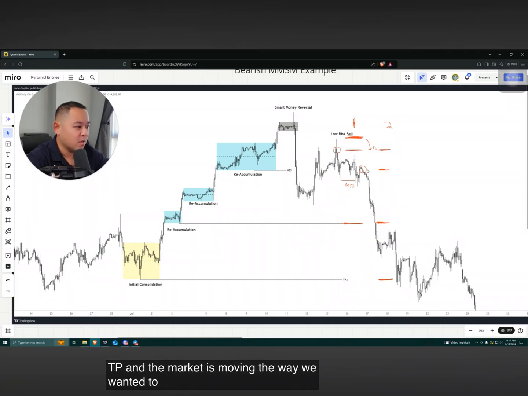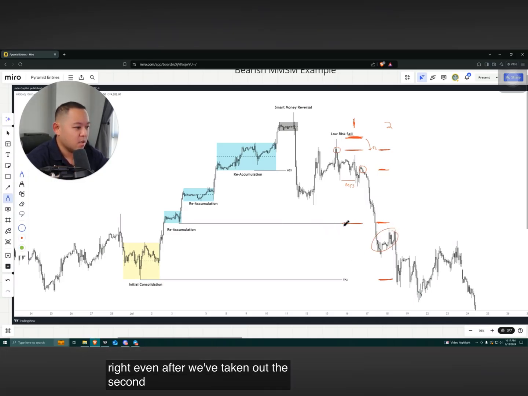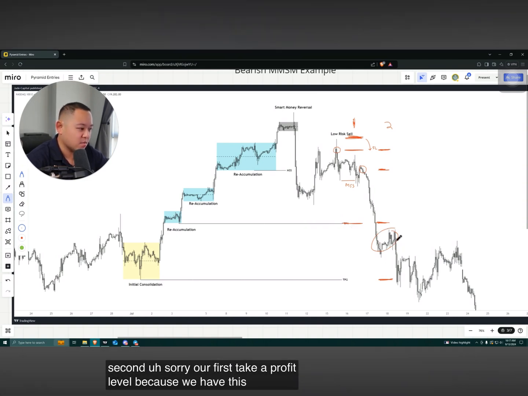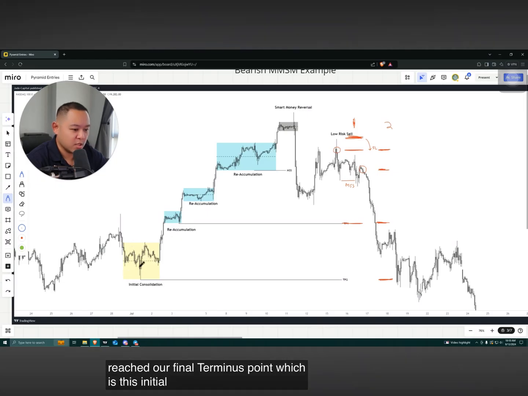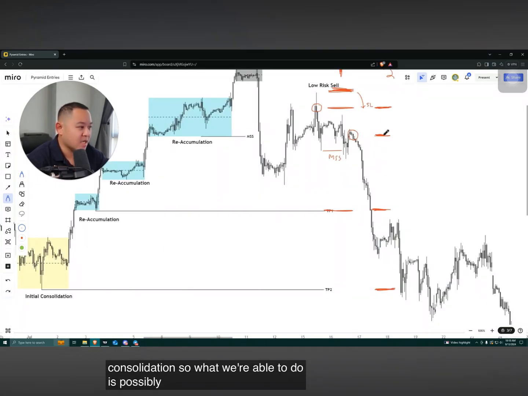Now, let's say we haven't gotten to our final TP and the market is moving the way we want it to, right? We see another level here. This is another level where we could possibly add into our position, right? Even after we've taken out our first take profit level, because we have this consolidation. And we still haven't reached our final terminus point, which is this initial consolidation. So what we're able to do is possibly move all of our stops. Maybe we're going to move all of our stops down here.